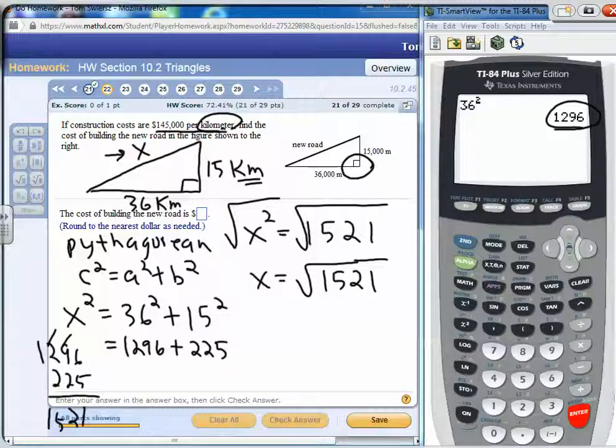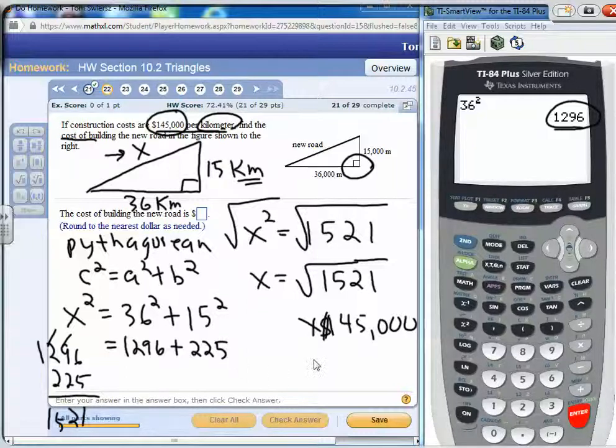Once we get the length in kilometers, we have to multiply by what? 145,000 times the number, because it's per kilometer, to find the cost of the building. So we have one more step. After we get this answer, we're going to multiply by 145,000, because that's the cost of each kilometer. We'll do the rest on our calculator.